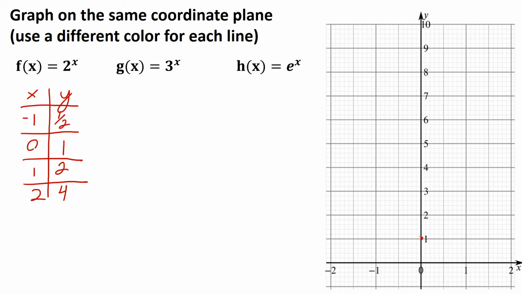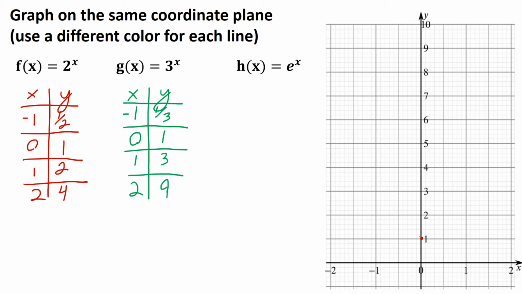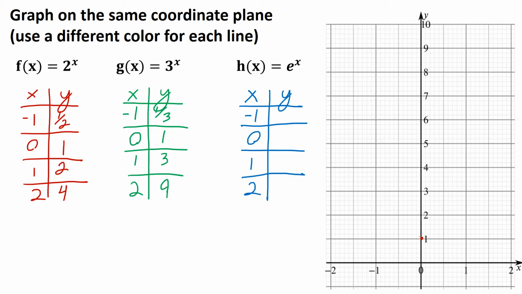I will also make a graph table for g of x equals 3 to the x power. I will use the same x values. These are the values you should get. And you can go ahead and graph those and connect that curve. And now finally we have h of x equals e to the x power. So first I will set up a table. All right, first e to the 0 power would just be 1.